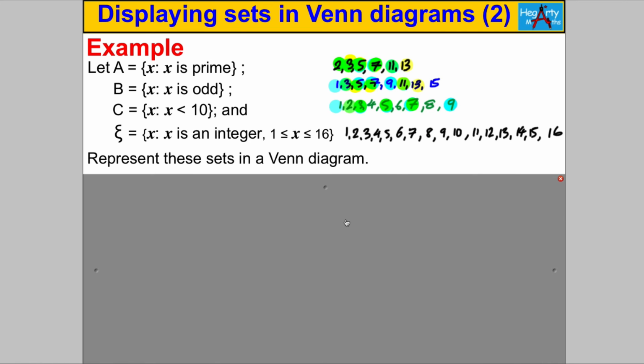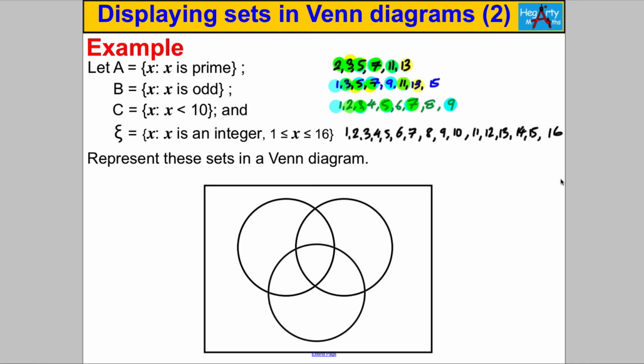So there are some elements in A and B, there are some in A and C, there are some in B and C, and there is some in all of A, B and C. So we've got the overlap as we had in the previous diagram. So let's start off with a picture like that. Here is our universal set. Why don't we call this A, this B, this C.